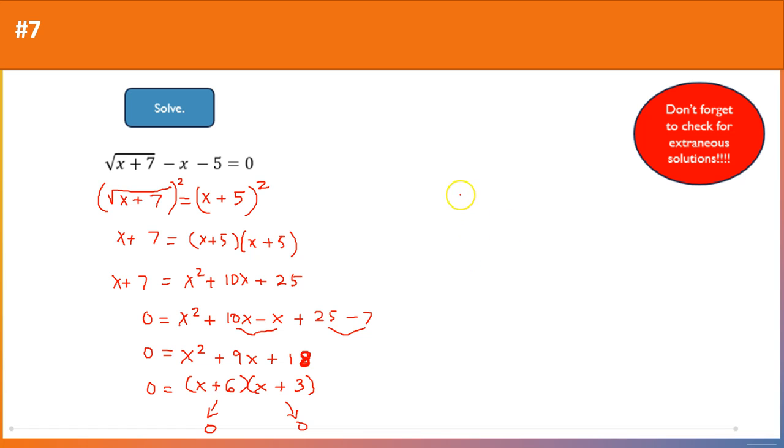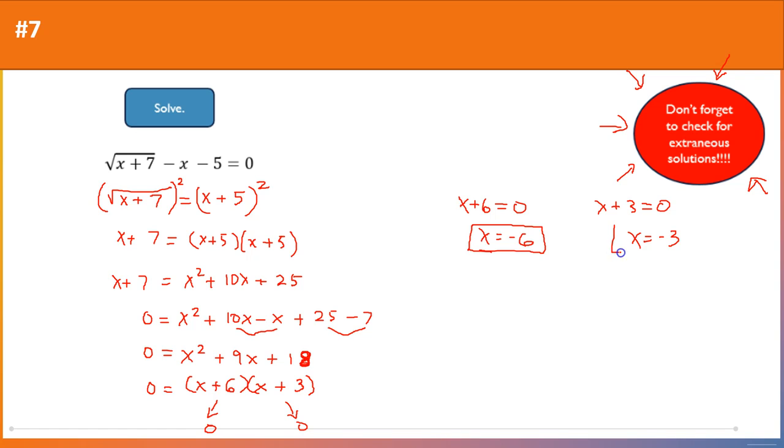So let's write it up here. So we have x plus 6 equal to 0 or x plus 3 equal to 0. And as we work this out, we'll see that x is equal to negative 6. And then we'll see that x is equal to negative 3. But don't forget to check for extraneous solutions. Okay, and if you remember what an extraneous solution is, it looks like these could be the possible solutions. x equals negative 3 and x equals negative 6.